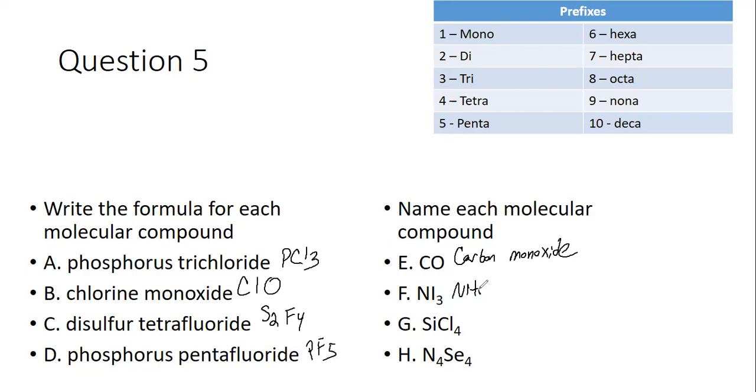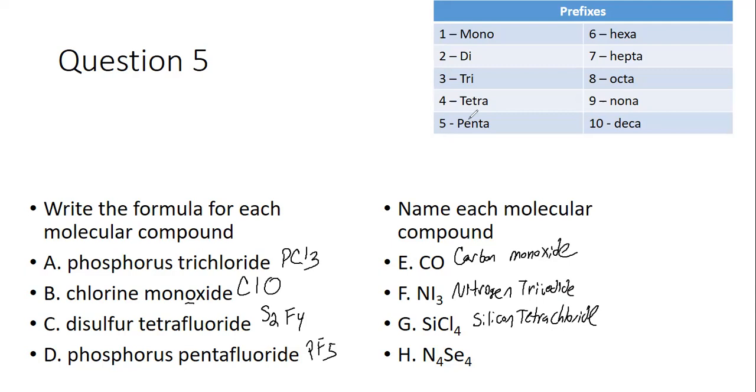F, nitrogen tri iodide. And I don't know how to spell that. I think there might be only one I. Kind of like how carbon monoxide just combines the O, but nitrogen triiodide. G, silicon, that's what Si is, silicon. Then we have four chlorines, so tetrachloride. There is two I's, what do you know? I would have guessed there was only one. Guess I should trust my gut on that one.